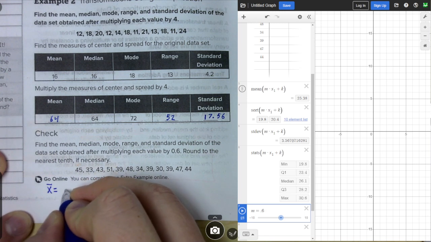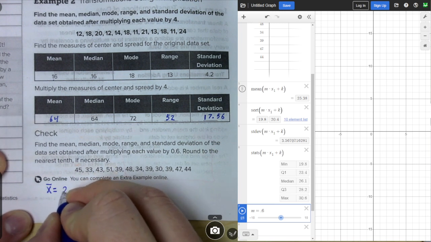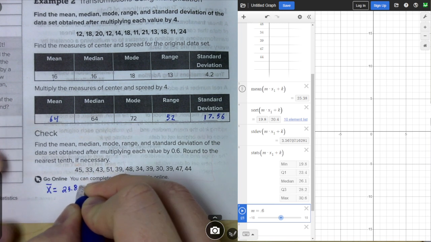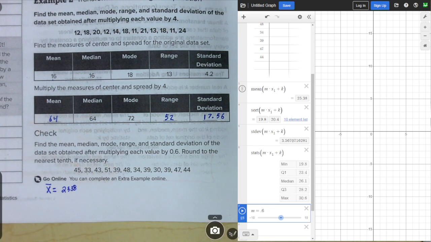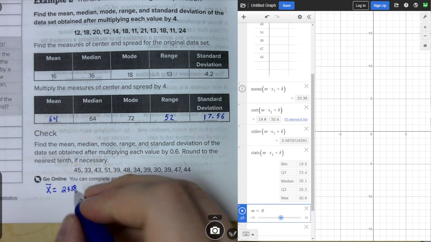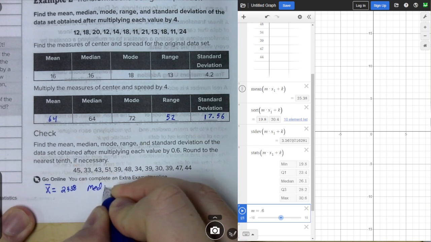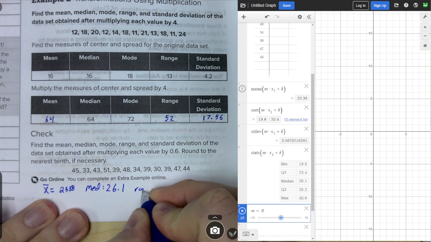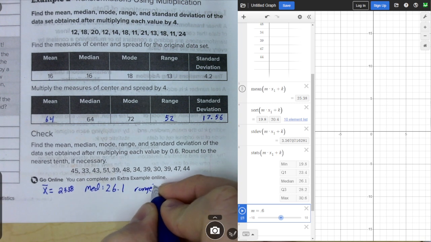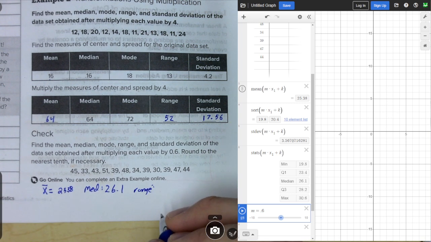Mean, 25.38. Median, 26.1. Range, that'll be 30.6 minus 19.8. So that'll be 10.8. Yeah, 10.8.